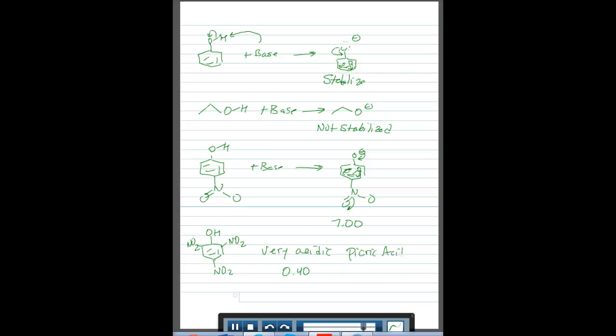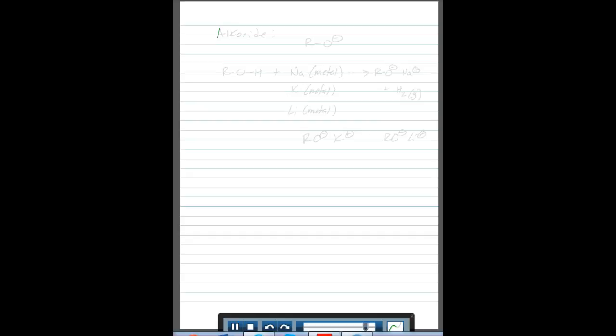This compound is actually very explosive. I believe it's stored in water. It's stabilized in water because of the hydrogen bonding, but if it dries out, it becomes very shock sensitive. If you notice, it's kind of like trinitrotoluene, remember, which is TNT. You would have a methyl group in place of the OH group. That's trinitrotoluene. But this compound is a little bit more shock sensitive, a little bit more explosive than trinitrotoluene.